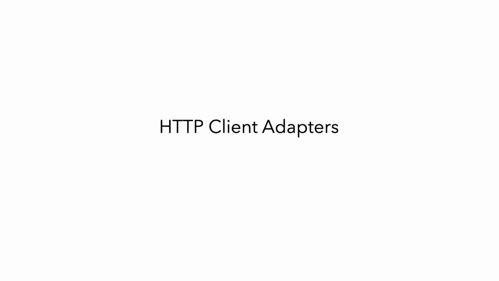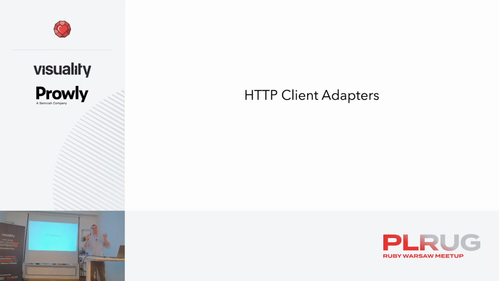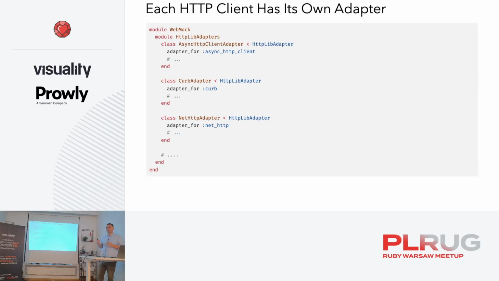Okay, so now we have this global request stub registry, and we have this global callback registry. But the requests are still not being intercepted. So what's responsible for intercepting the requests? That's what WebMock uses adapters for. And WebMock has a separate adapter for each HTTP library. So there will be a separate adapter for Net::HTTP and a separate adapter for Curb.